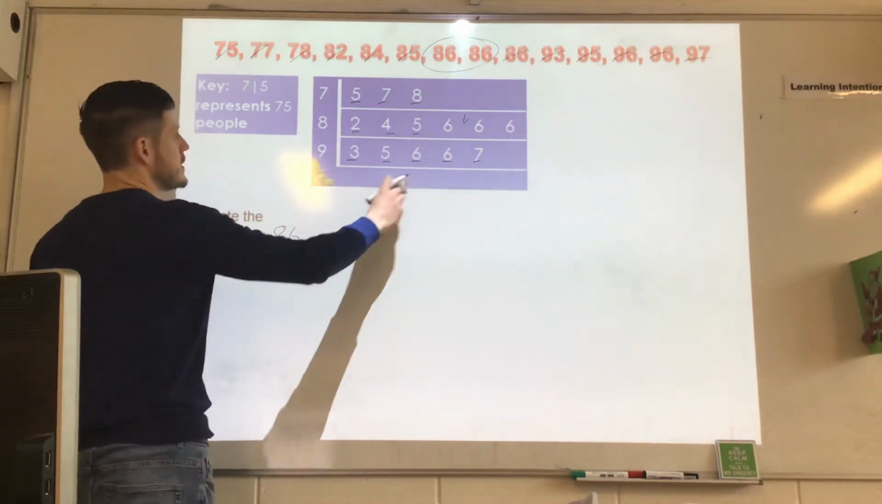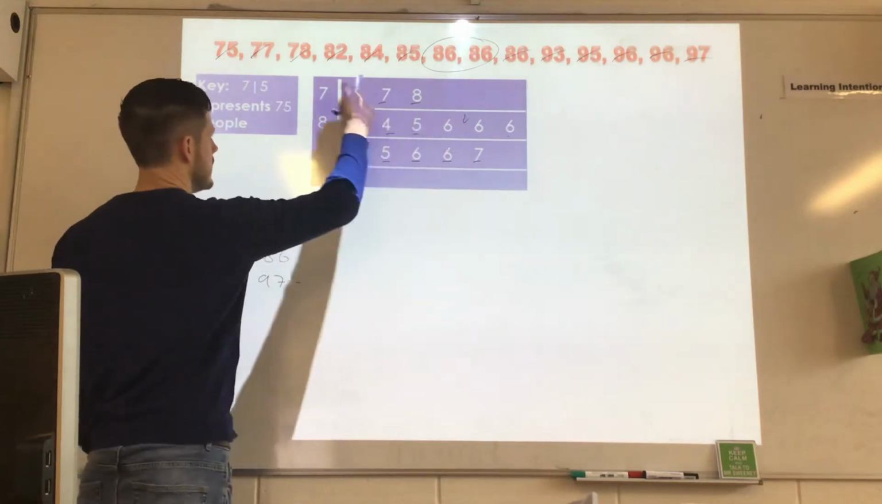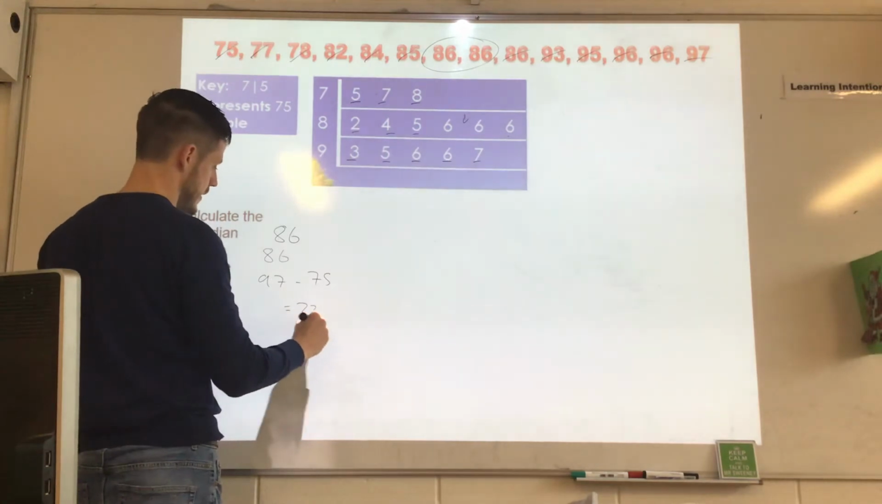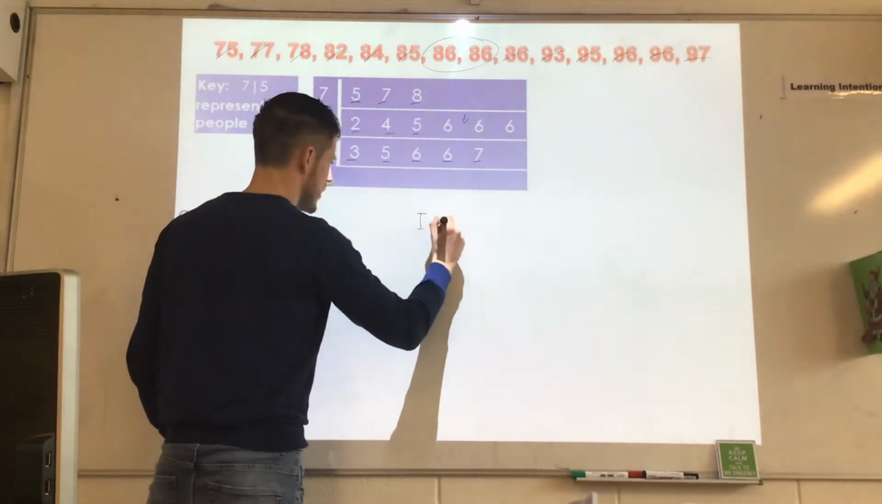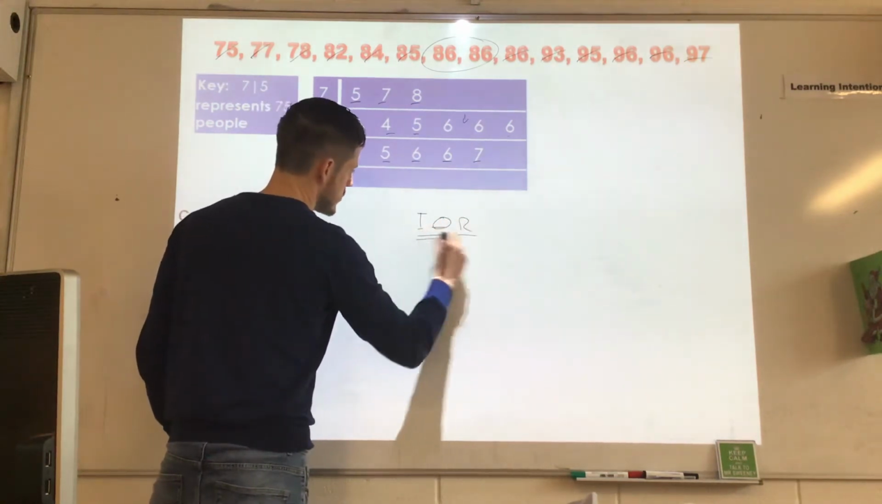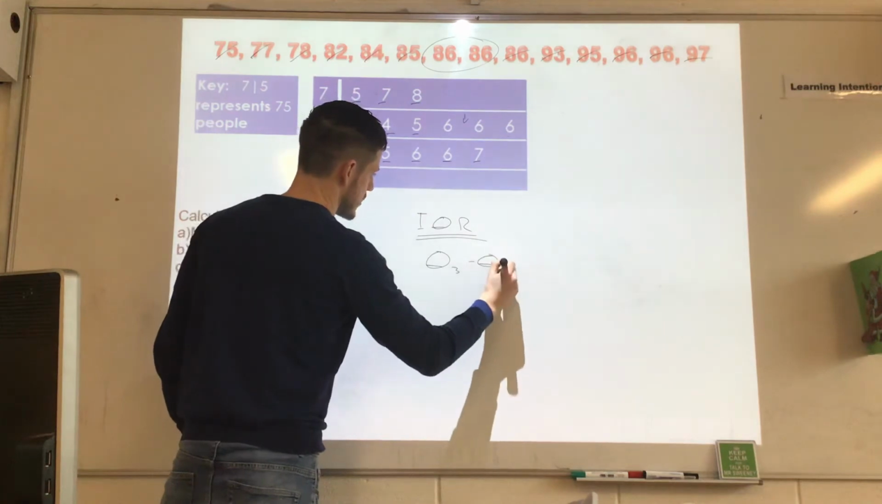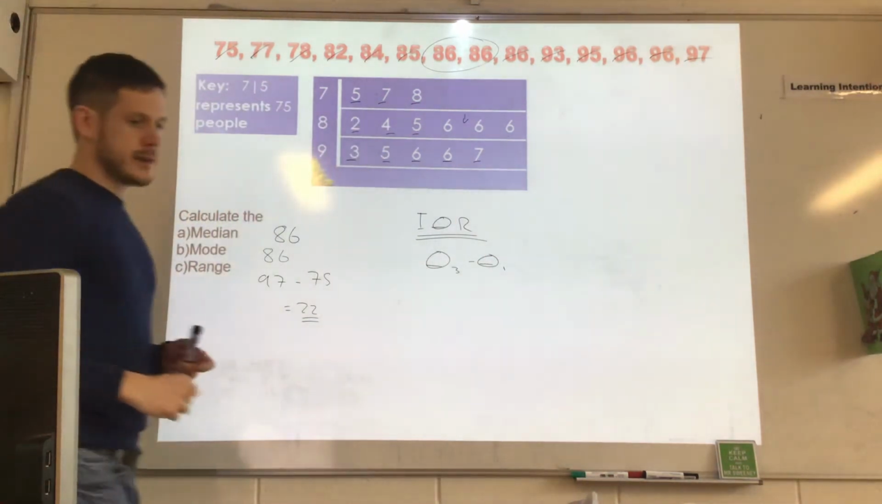And the range here. So the range is the biggest one minus the smallest. So in this case, it's going to be 97 minus 75. That gives me 22. Now, in your Leaving Cert, you might be asked for the interquartile range. And the interquartile range is the third quartile minus the first quartile. Q3 minus Q1.